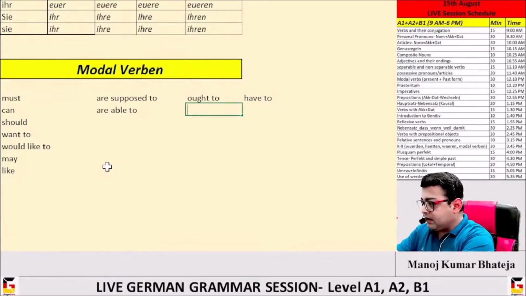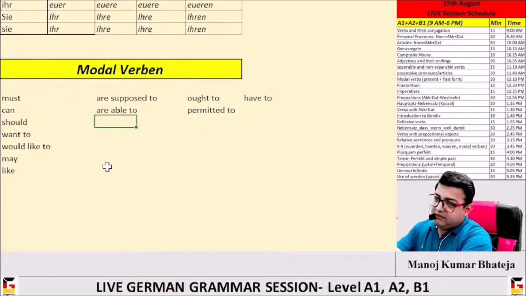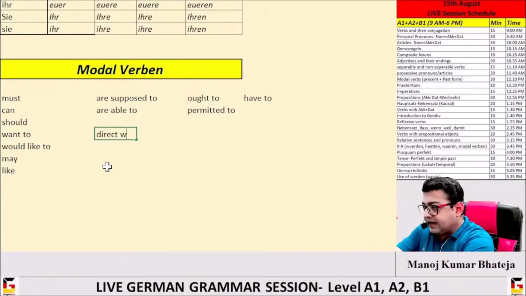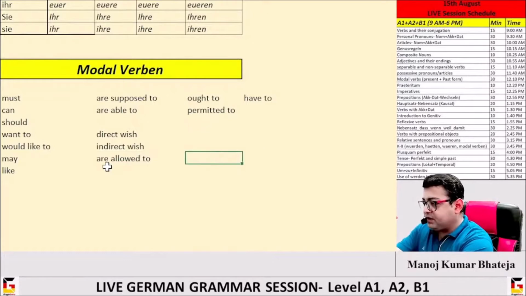Okay, you give somebody permission. You are permitted to. Should, you give advice to someone. Want to, that's your direct wish. Would like to is your indirect wish. May is like you are allowed to, and you are again permitted to.